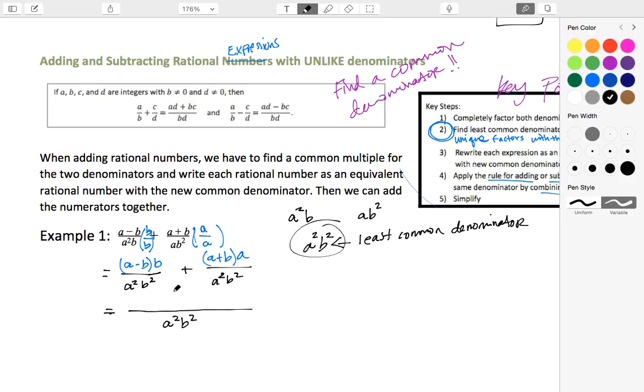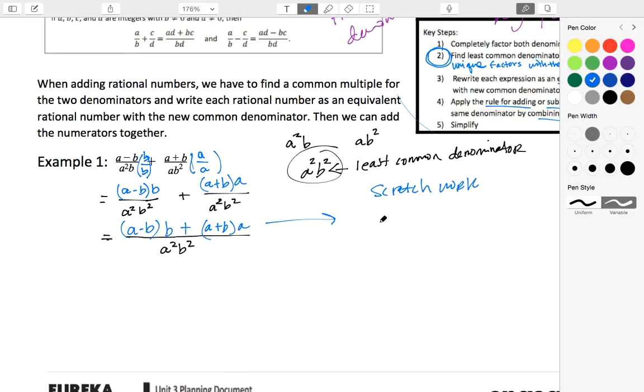Okay, so now I can rewrite my numerator all under the same common denominator, which is a squared, b squared. So my new numerator is going to be a minus b times b plus a plus b times a. So in your notes, you can go ahead and put this as your scratch work so we can make sure that our flow here is clean. So our scratch work is going to look like this, so that way I can show this to my partner. If they are looking at my work, they can see exactly what I'm doing.